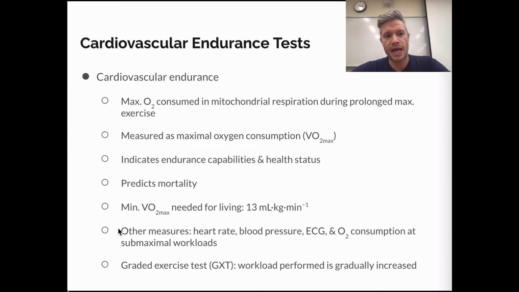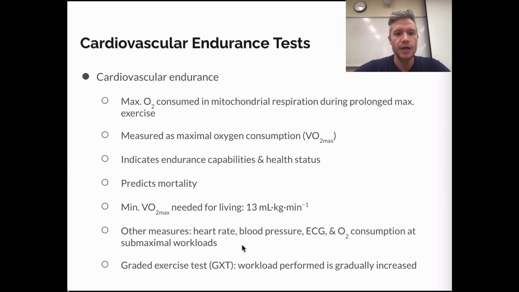So other measures that we can use to have some indication of cardiovascular endurance are things like our heart rate. We'll discuss how that's correlated to cardiovascular endurance, our blood pressure. We can use ECGs or electrocardiographs to look at our heart nerve conduction system, and we spoke about that in our cardiovascular section. We can look at O2 consumption as well at submaximal workloads, and we're going to investigate that a little bit more.